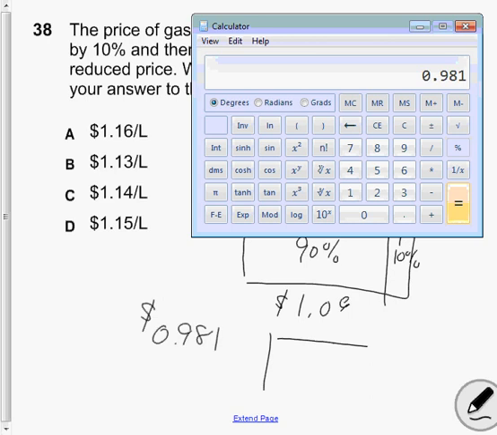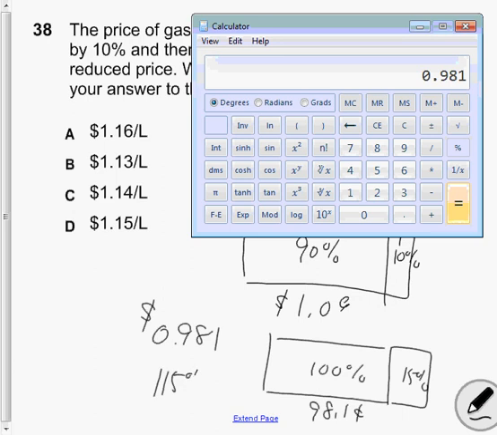But then it goes up by 15%. So this is the 98.1 cents. And if it goes up 15%, this was 100%. So if it goes up 15%, you're really paying for 115% of the 98.1 cents. So 115% is really 1.15, because 1 is 100% and 0.15 is 15% as a decimal, times 98.1 cents. Your final answer will be roughly, rounded to the nearest cent, $1.13 per liter.